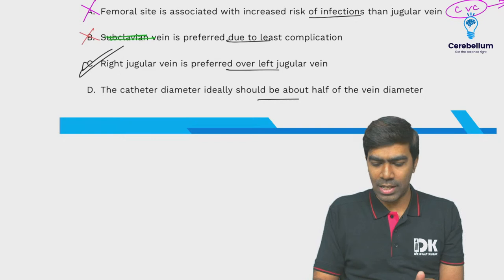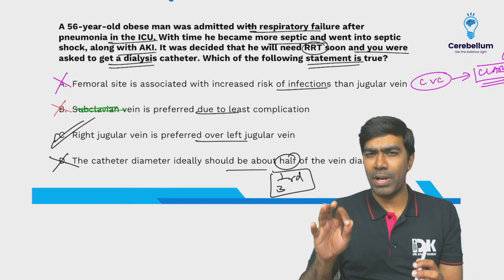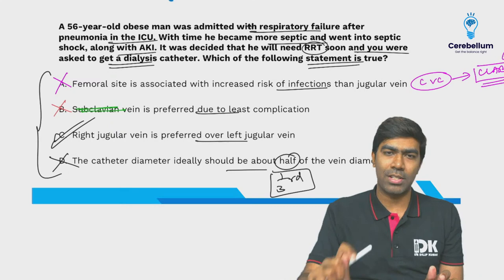Option D, the catheter diameter should be ideally half of the vein diameter. That's wrong. Why is it wrong data? Because it should be ideally one third of the vein diameter. See, this is a question that I prepared exactly from Harrison. Nothing more than that. So whatever is given in Harrison, I've given as the statements. That's it. All of these four options can be individual questions in your exam.